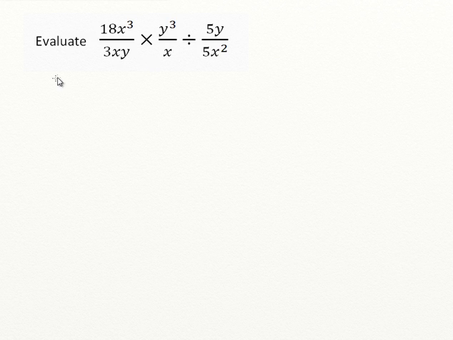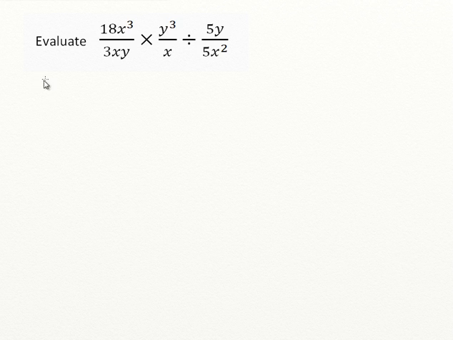This lesson is going to discuss how to multiply and divide rational expressions. Now remember, a rational expression is a quotient, that is a fraction, that has a mathematical expression up top in the numerator as well as one in the bottom in the denominator. So here we are given a problem to evaluate, and we have a rational expression multiplied by another rational expression divided by a third rational expression. So how do we solve this?